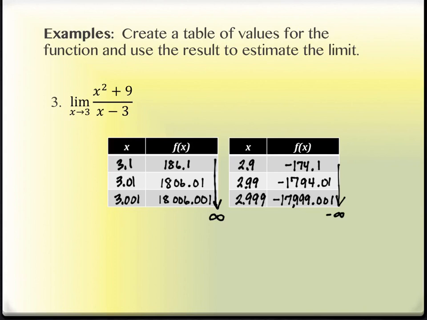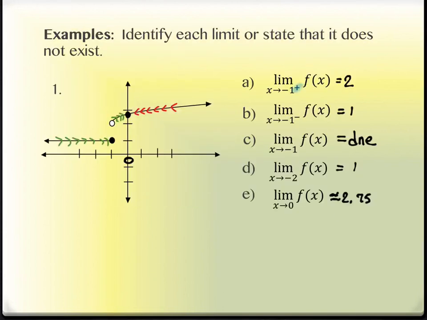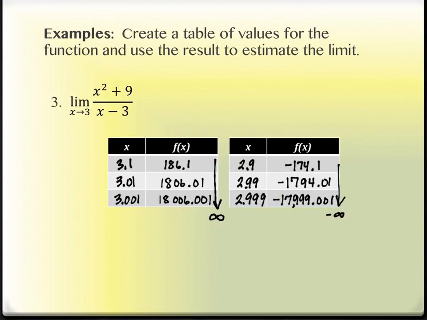If they don't match, this is exactly what happened when we had this graph over here, where we had the jump in the graph. The limit from the right-hand side was 2, and the limit from the left-hand side was 1, and they didn't match. So since they don't match, the limit doesn't exist. The same thing's true if the values are infinity and negative infinity. If they don't match, the limit doesn't exist.